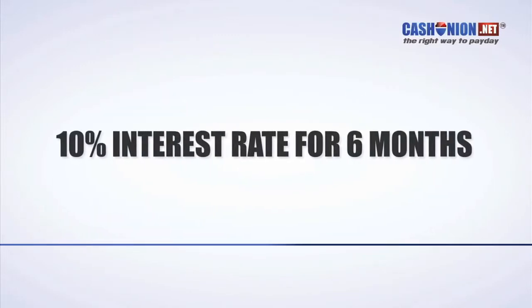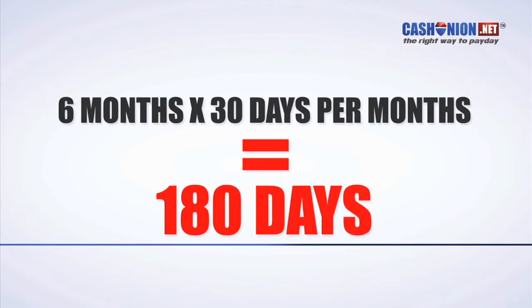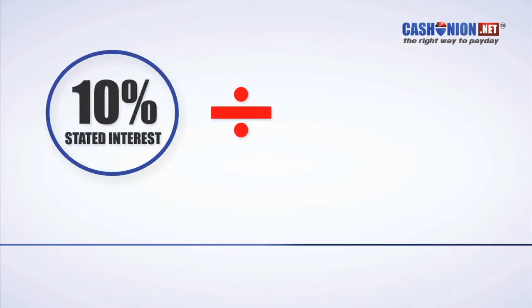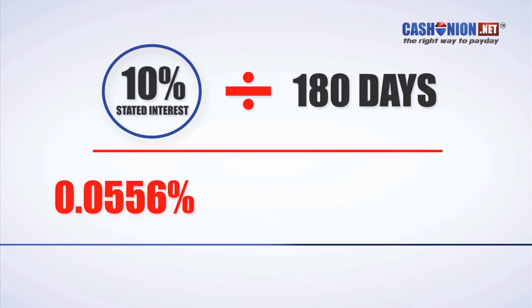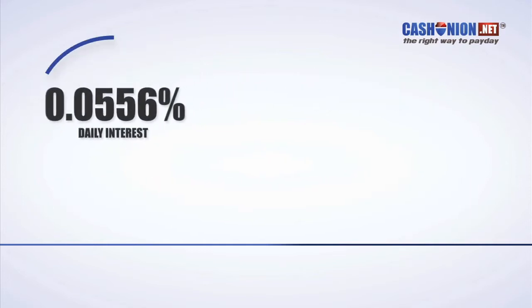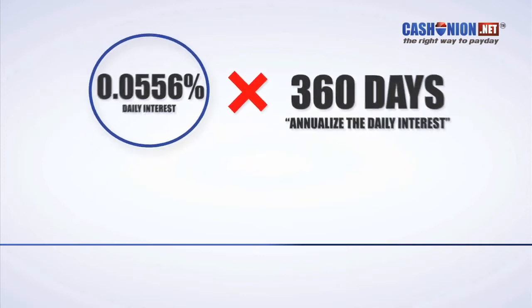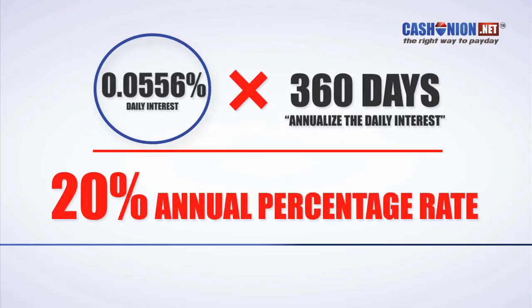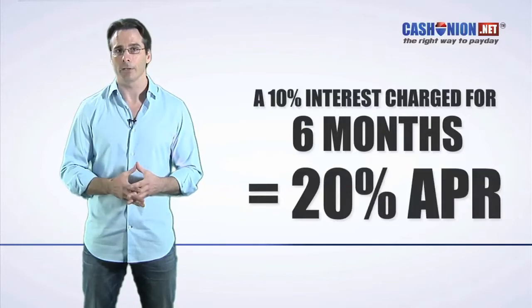If someone says, I'll charge you a 10% interest rate for 6 months, what does that mean in terms of APR? Well, 6 months on average is 180 days. You take 10% interest rate and you divide it by 180 days, that equals about 0.0556% interest per day. Now all you do is take that interest per day and multiply it by the number of days in a year, which is 360. And voila, there you have it. A 10% interest rate for 6 months equals a 20% APR.